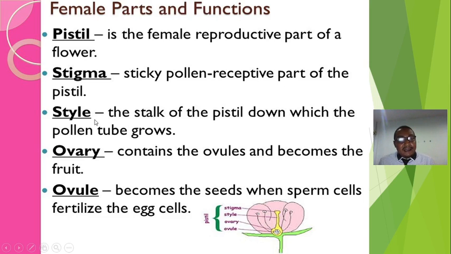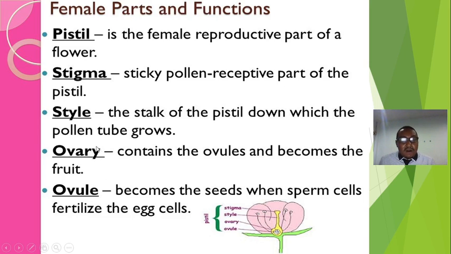Number 2, style. Again, style. Now, a style is usually the stalk of the pistil down which the pollen tube grows. Now, as you can see, this is the tube that we are talking about.